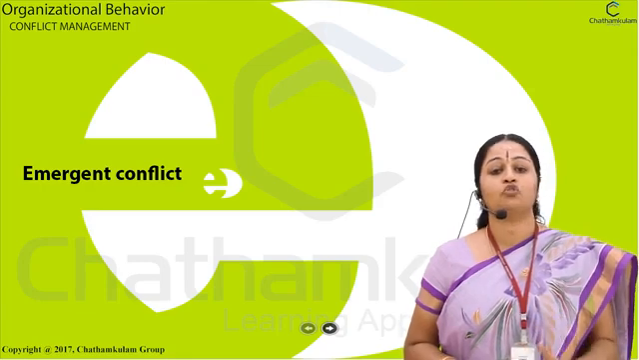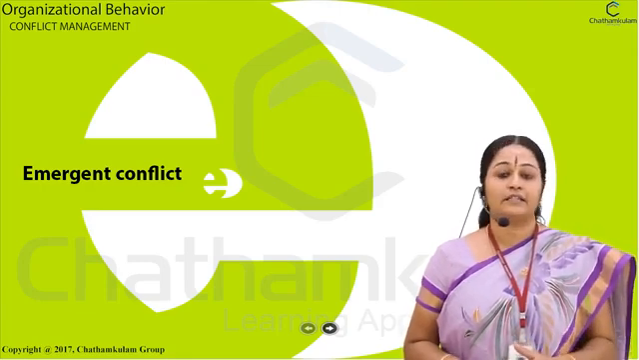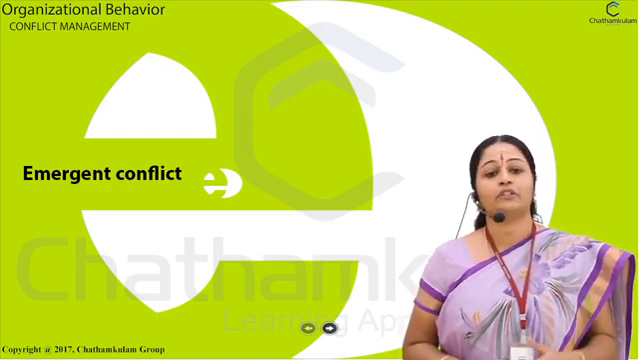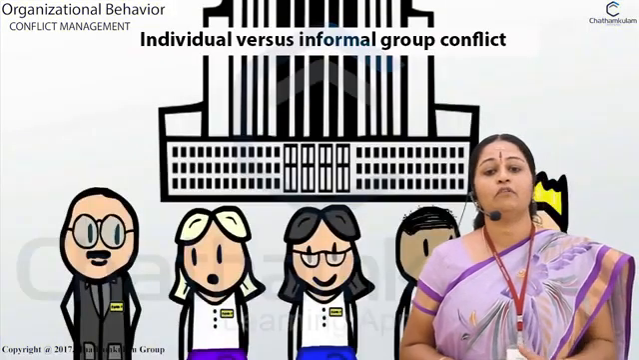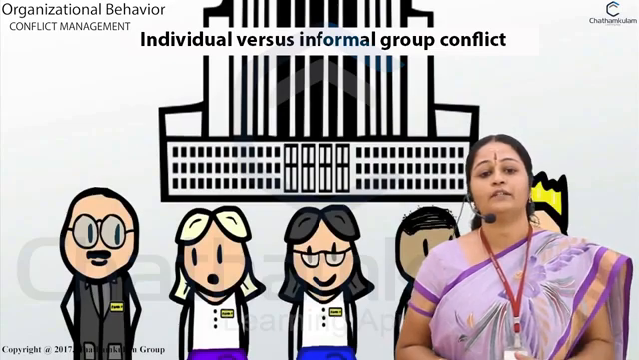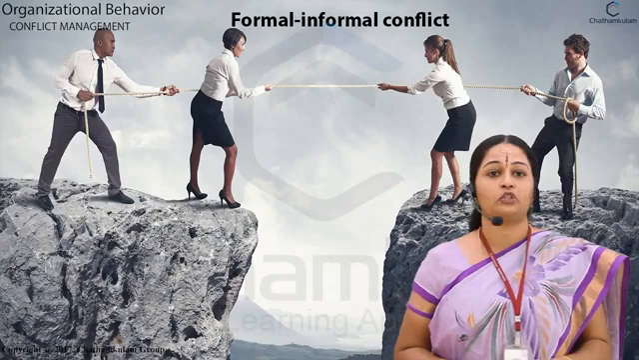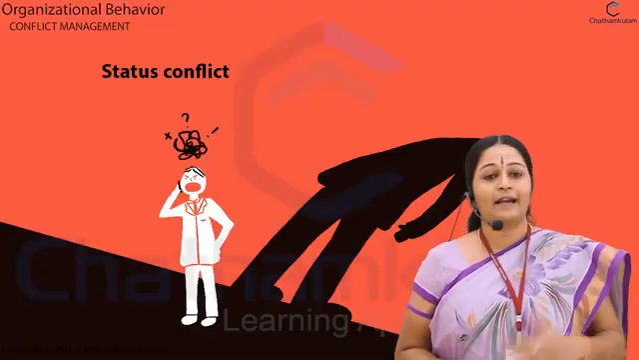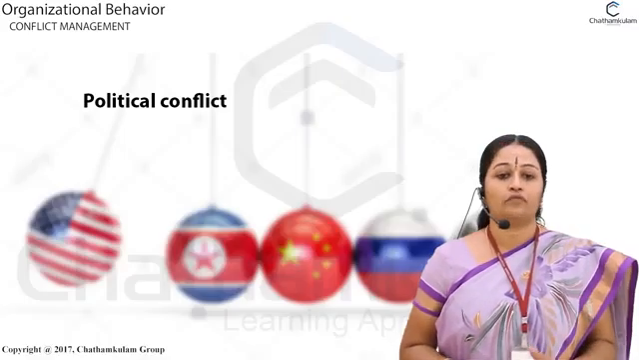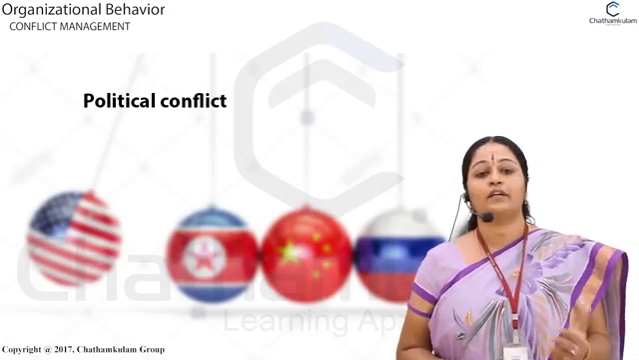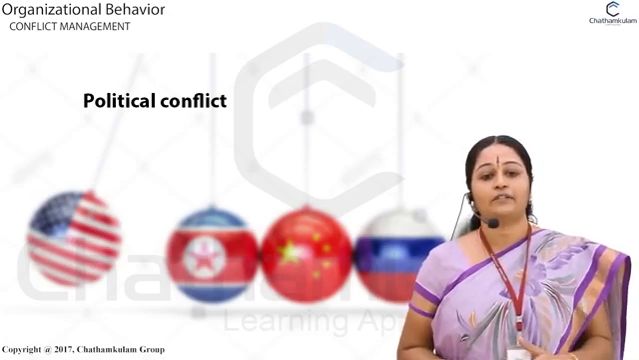It arises due to social and personal reasons. This is also classified under 4 categories. Individual versus informal group conflict. Formal informal conflict, formal group versus informal group will happen, and status conflict and political conflict. These are all the various sources of conflict and classification of conflict. Let us see one by one.